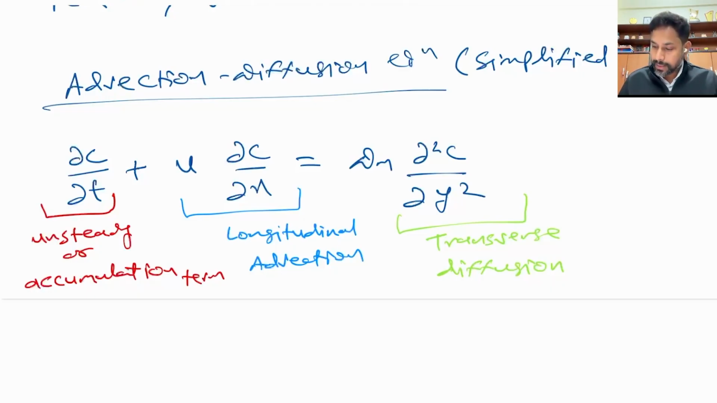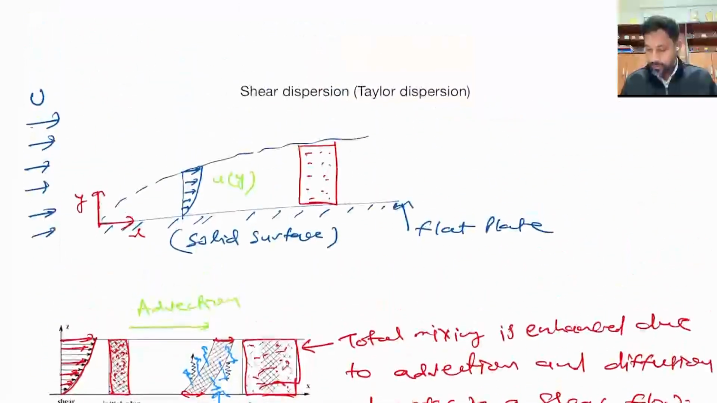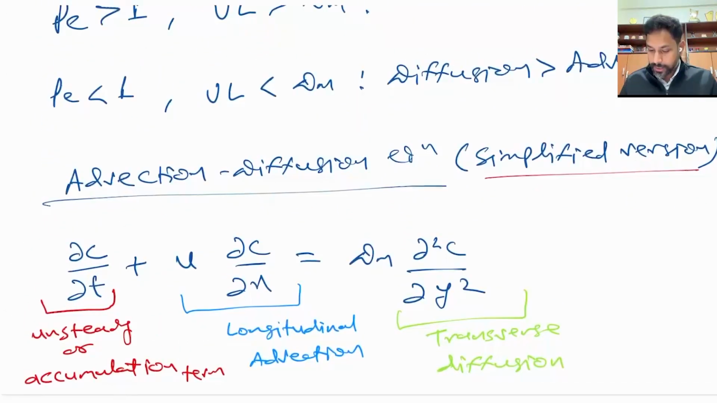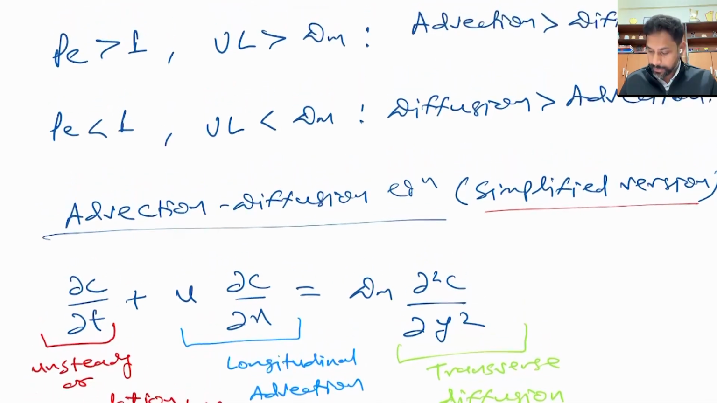But please note that this is a simplified version. So this is particularly written for this case when we have dominant velocity in only one direction, and then mixing in another direction. But usually the flow profiles are generally much more complex. In that case, we will have to use a full-fledged advection diffusion equation with all other terms, and that is something we are going to see in coming lectures.